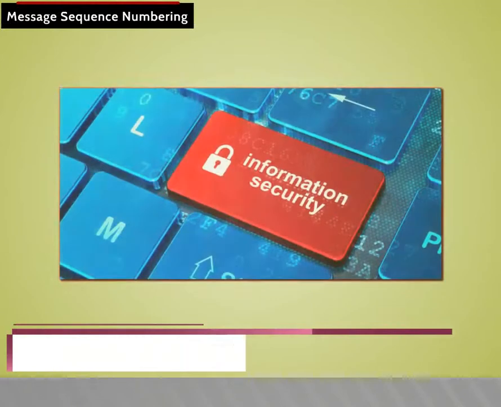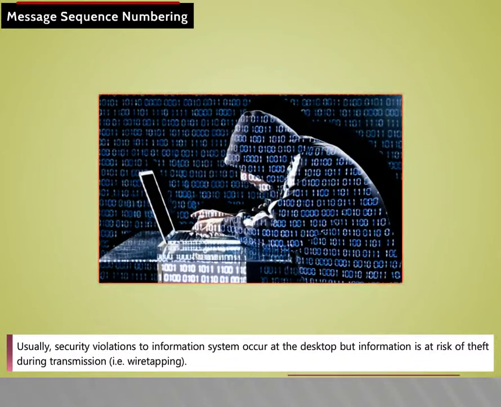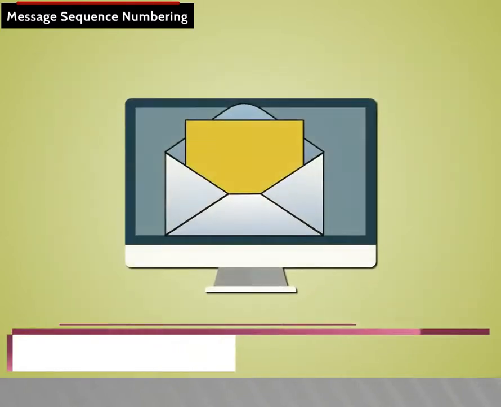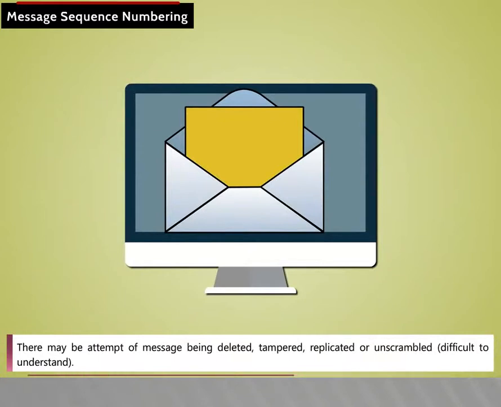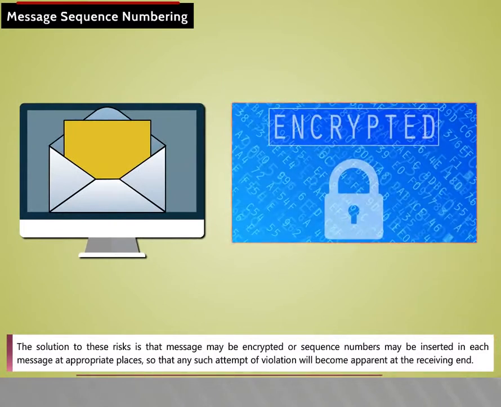Message sequence numbering. Usually, security violations to information systems occur at the desktop, but information is also at risk of theft during transmission, that is, wiretapping. There may be an attempt of a message being deleted, tampered with, replicated, or unscrambled, that is, made difficult to understand. The solution to these risks is that messages may be encrypted or sequence numbers may be inserted in each message at appropriate places so that any such attempt at violation will become apparent at the receiving end.